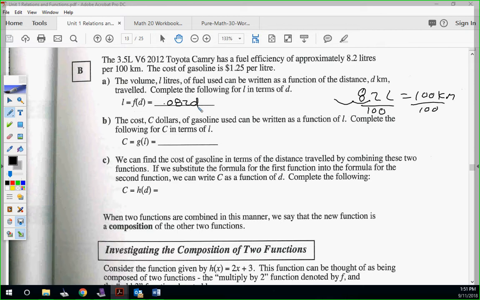Okay, so that's the distance per liter. For example, if I put in 1 here, that's how many liters of gas it would take. Which is not very much, right? If I put 1 kilometer, it takes 0.082 liters.